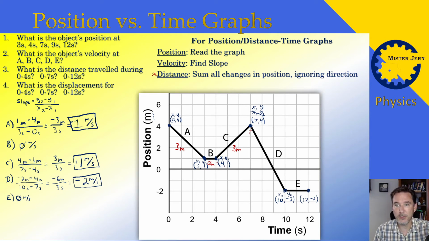So now this next one goes from 4 meters in the positive to -2 meters in the negative. So the total change here is 6 meters.